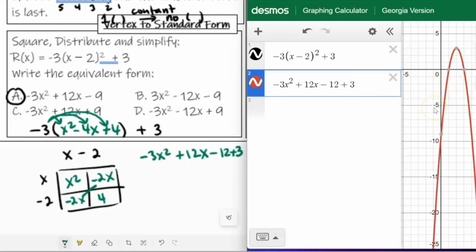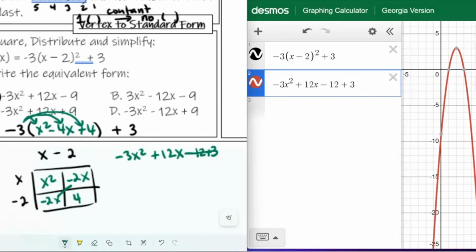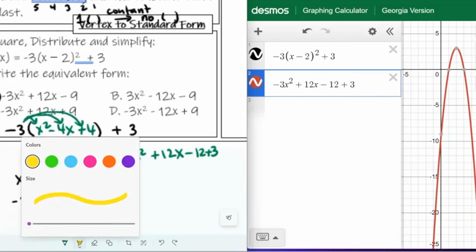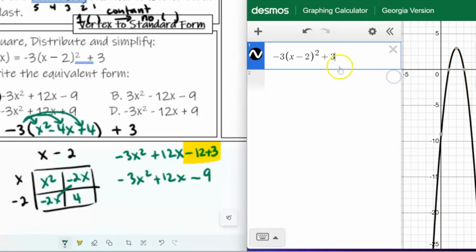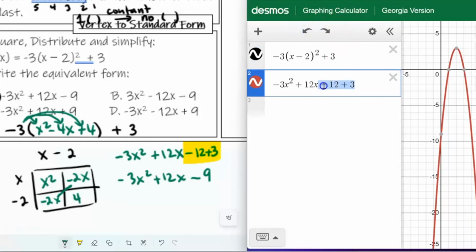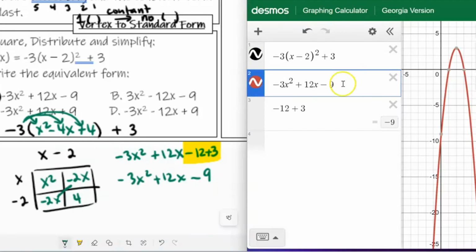And now I can combine like terms. These look alike to me. These look alike, so I can combine them. So I'm going to get negative 3x squared plus 12x. Negative 12 plus 3 is negative 9. So now I'm going to say that this combines, and you can just take them to the next line. Negative 9. And I'm still matching, and therefore my answer is A.